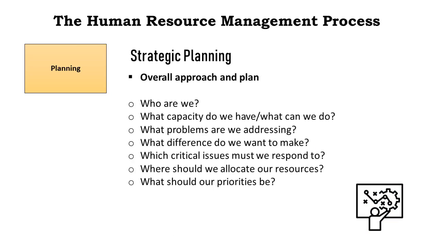The strategic planning is the overall approach and plan. This will answer the questions: who are we? What capacity do we have and what can we do? This means we do an inventory. What problems are we addressing? What difference do we want to make? So this is now the vision. Which critical issues must we respond to? Where should we allocate our resources? What should our priorities be?